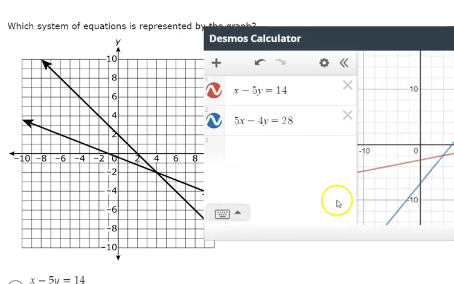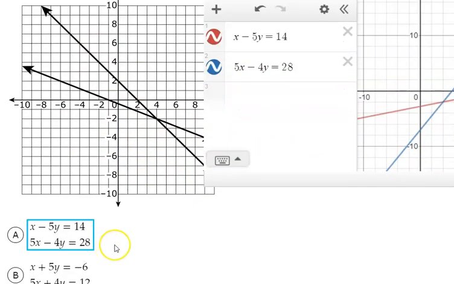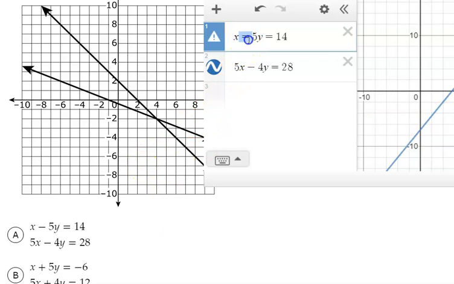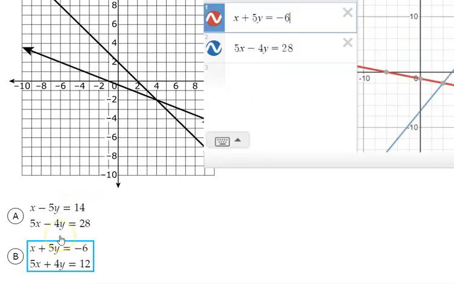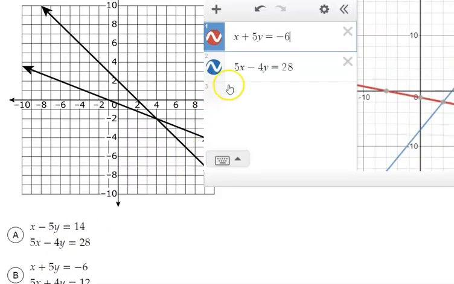So these lines are actually very different. These are going down, both of them are, and it looks like both of these are increasing. So answer choice A didn't work. So let's change these signs here. Change this to a plus sign. And change the 14 to a -6.